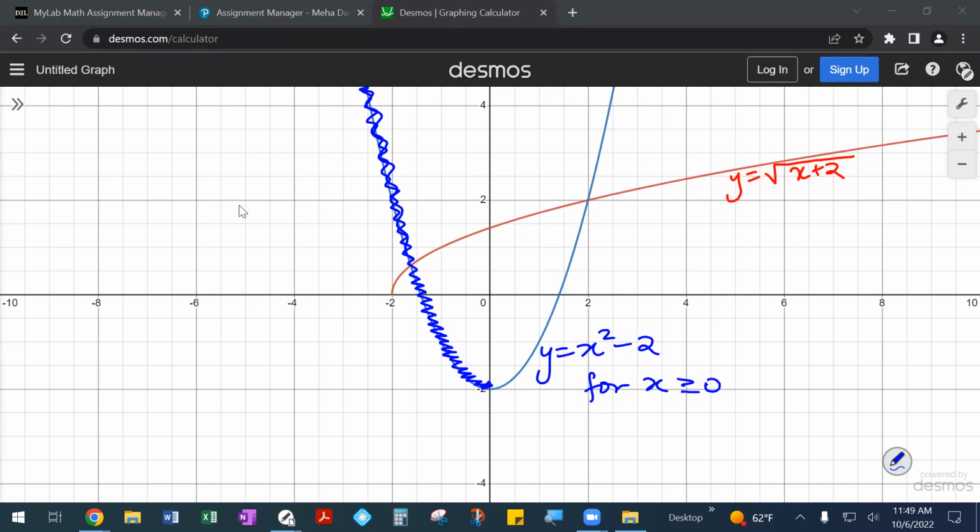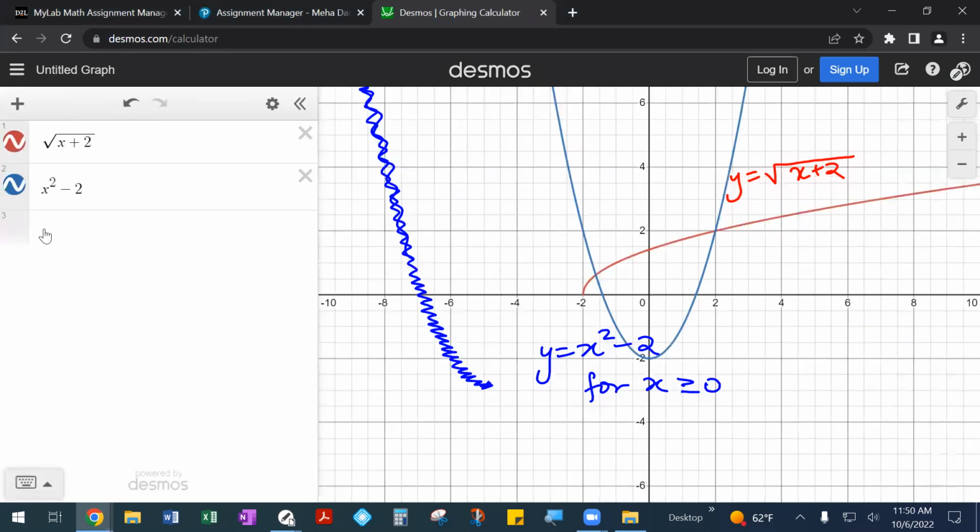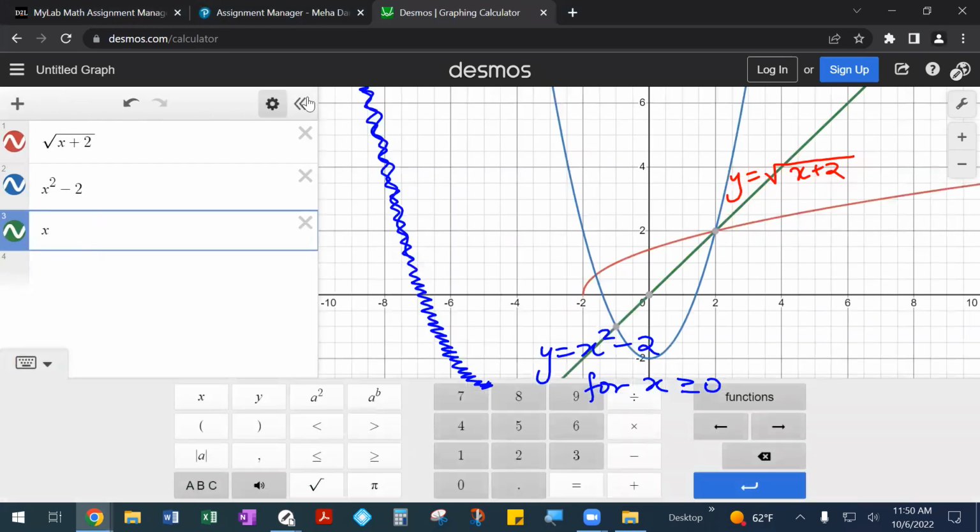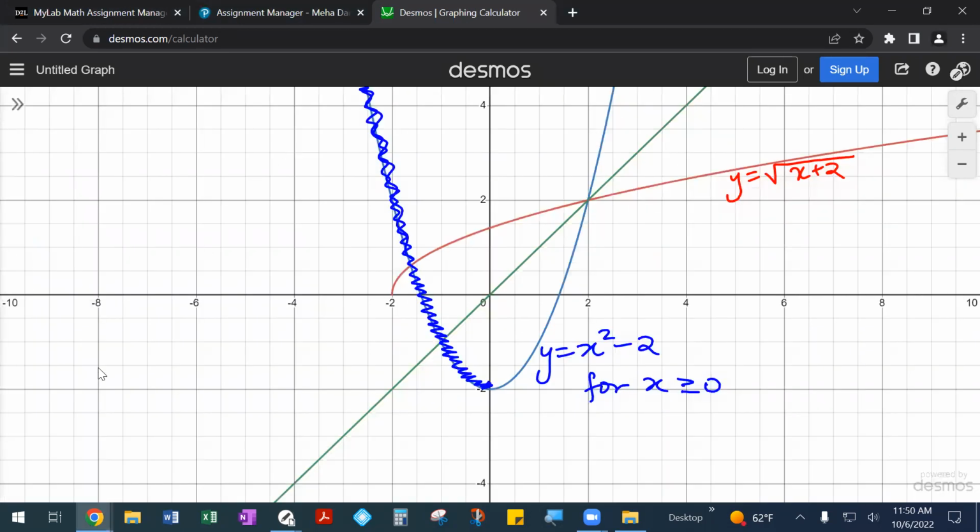And then if you wanted, draw the y equals x line, so you can see how they look like reflections of each other. And so you can see once you draw that y equals x, they definitely form mirror images of one another.